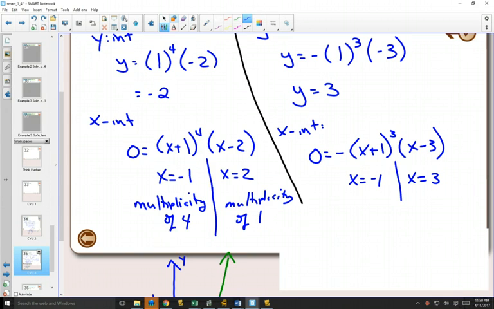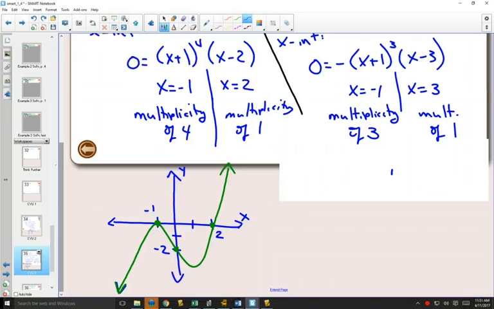In which case, this one has a multiplicity of 3. This one has a multiplicity of 1. So with the multiplicity of 1, our graph is just going to go straight through. Our multiplicity of 3 is where we're going to have a bend and go through.